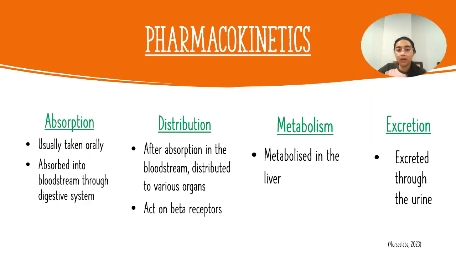Okay, moving on. The pharmacokinetics of beta blockers: they are usually taken orally, but they can be given IV during emergency situations. When taken orally, they are absorbed into the bloodstream through the digestive system. Once they are absorbed, they are distributed through the bloodstream to various target organs like the heart, kidneys, and lungs, and they act on the beta receptors, that is, block the site of the catecholamines like epinephrine. They are metabolized in the liver, and they are excreted through the urine.